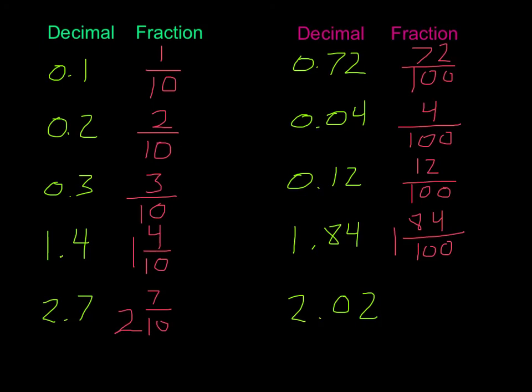And 2.02 is going to give us a whole number of 2, and the 2 is in the 100th spot, so 2 over 100. And that is how we relate fractions to our decimals.